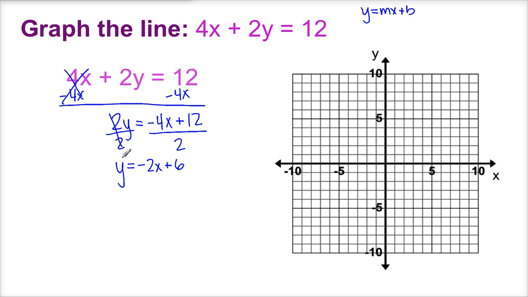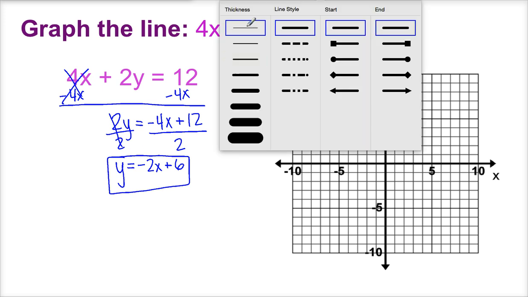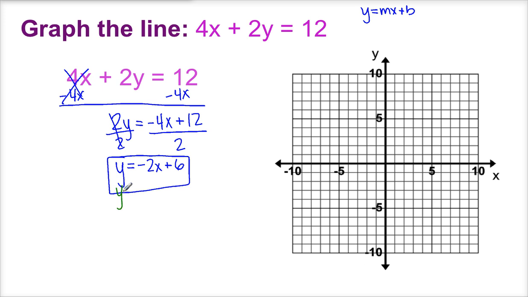Now my equation is in slope-intercept form. It's in the form y equals mx plus b. So I can identify the slope and the y-intercept now. Okay, the slope of this line is negative 2. The y-intercept is 6. So this should be very familiar for you. We can graph now that we have the slope and the y-intercept.